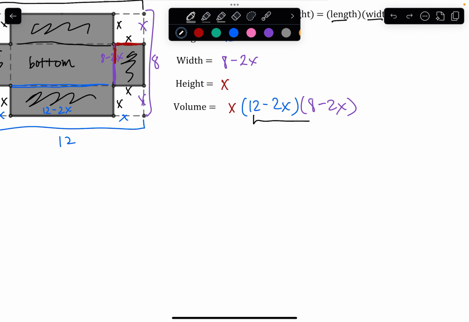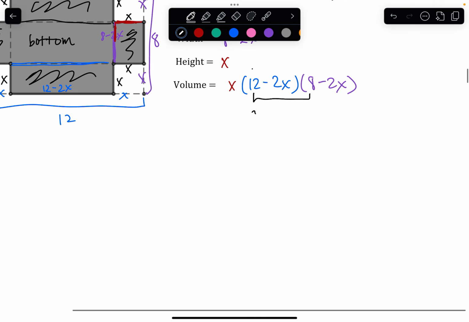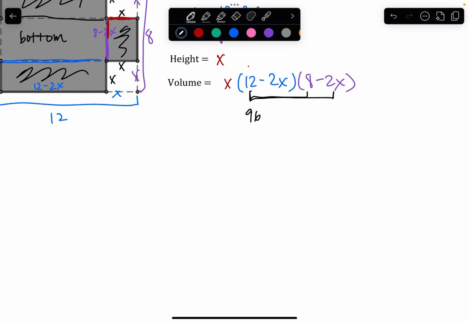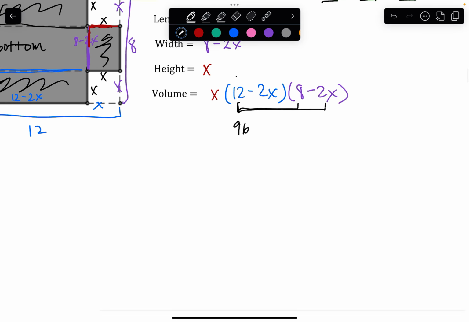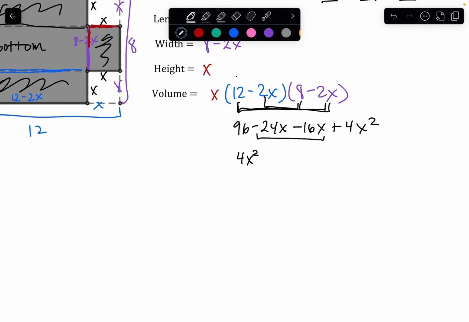Okay, and so 12 times 8 is 96. I don't use a box for FOIL, but anything bigger than a binomial times a binomial, I would. So negative 24x, negative 16x, and then positive 4x squared. Put the 4x squared first. Combine your like terms. That would be negative 40x. And then our constant is 96.